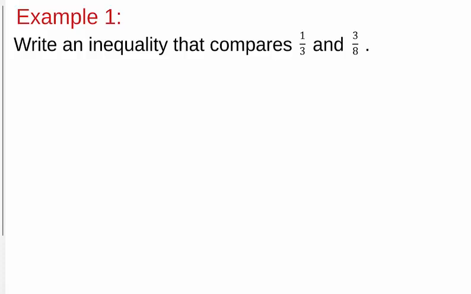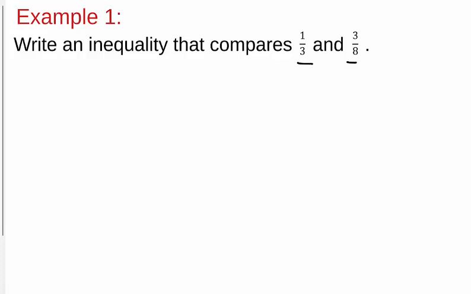1/3 and 3/8. Well, these two fractions have different denominators, 3 and 8. We can't really compare things with different denominators easily, especially when they aren't simple, like 4 and 8, which is easier. 3 and 8 isn't. So we need to find a common denominator, something they have in common.